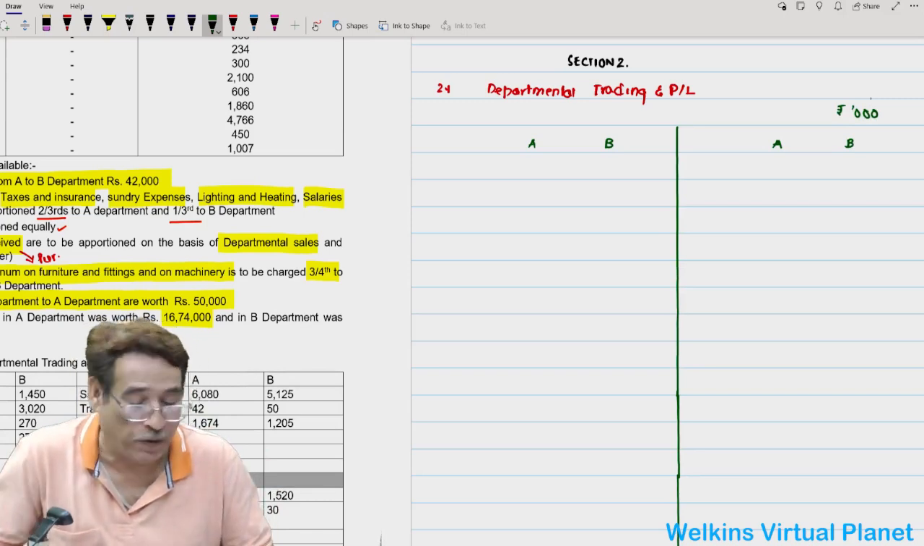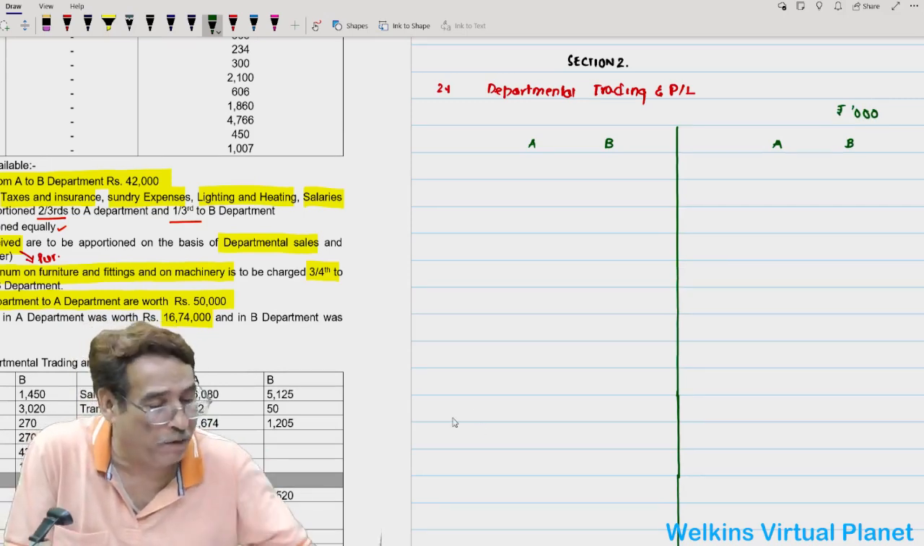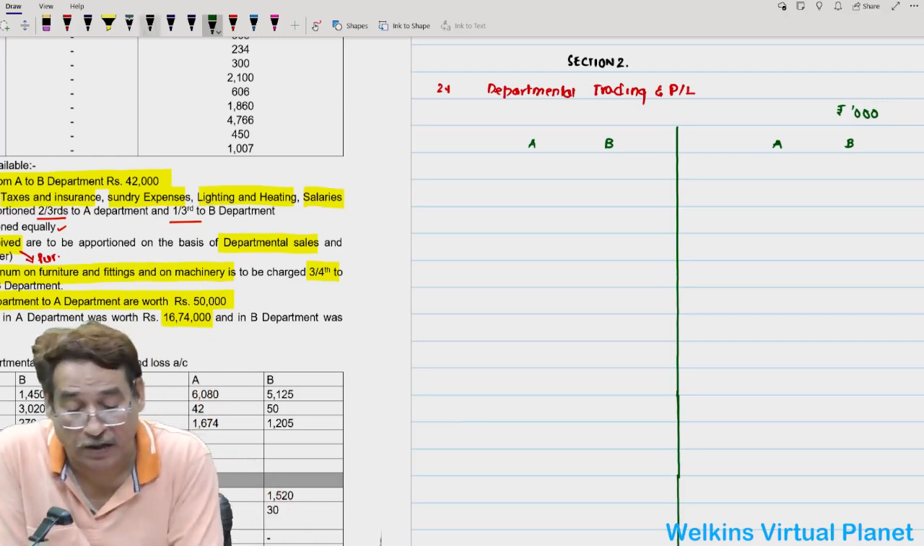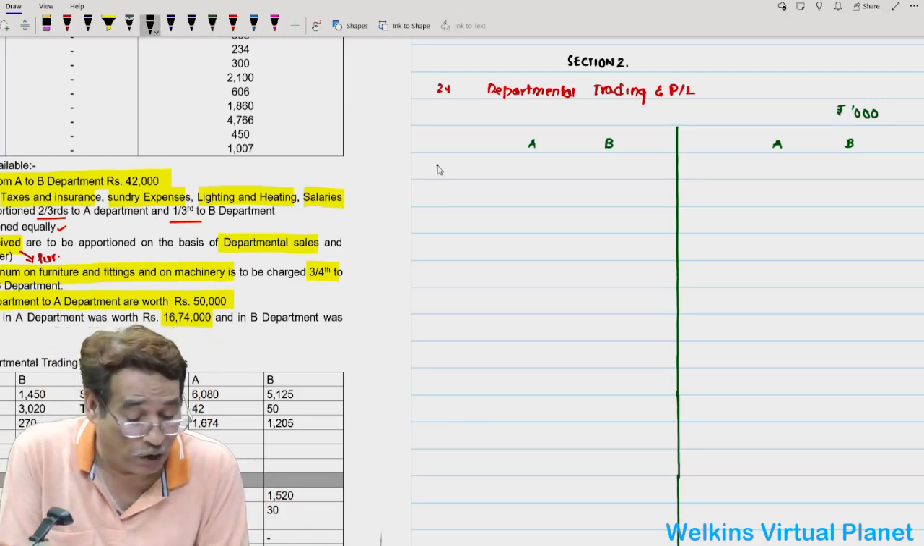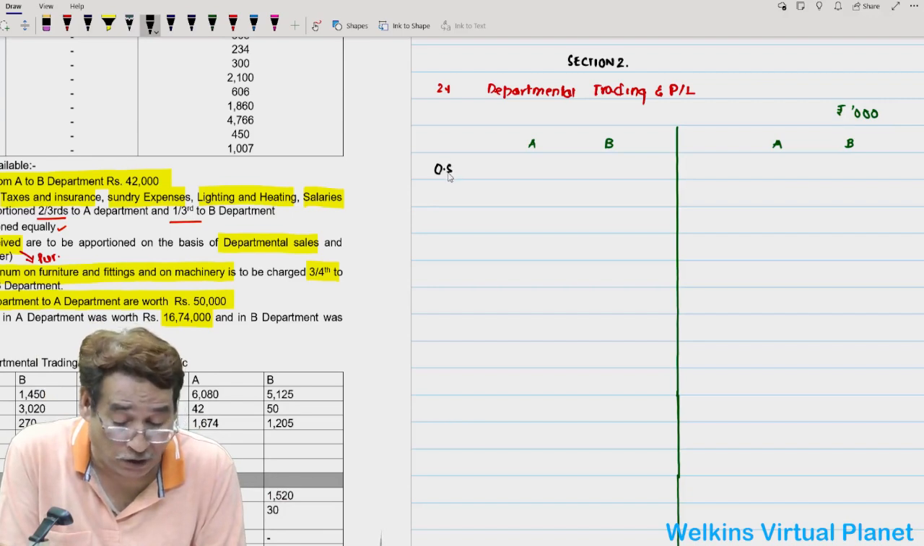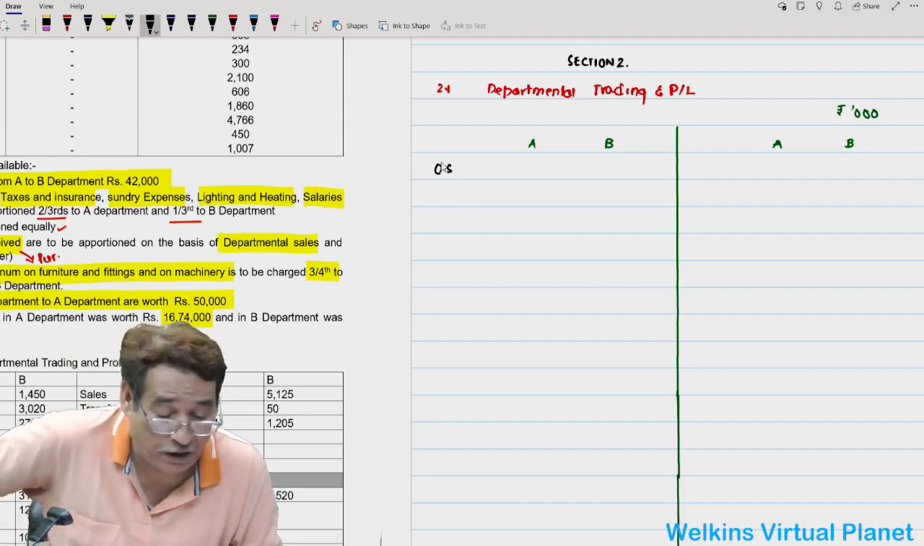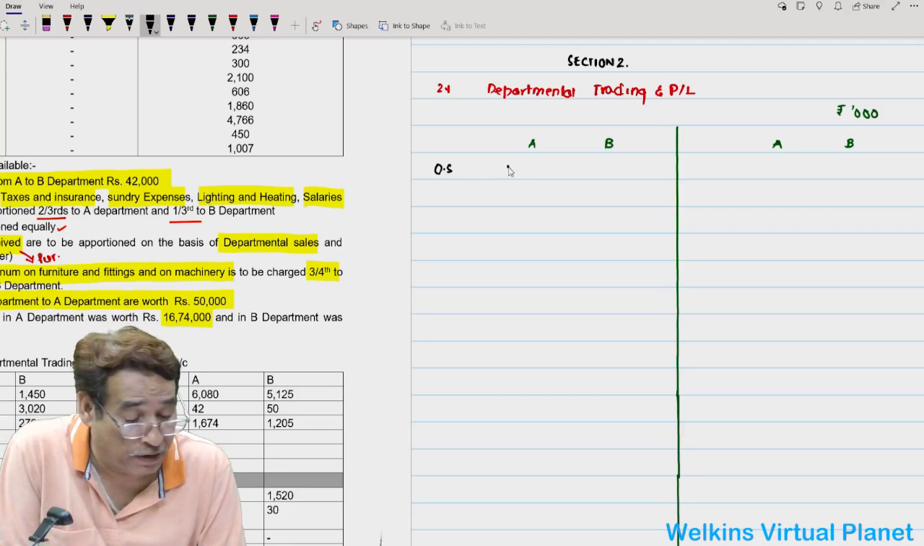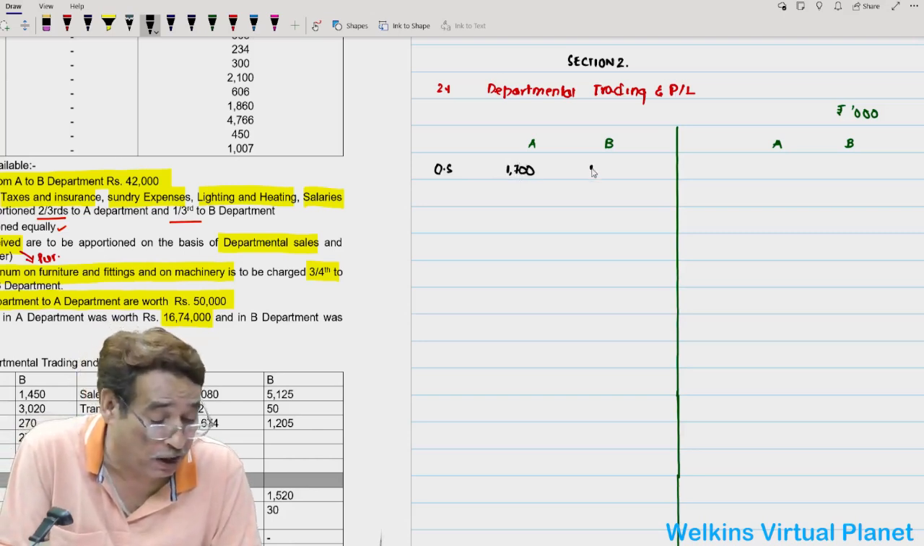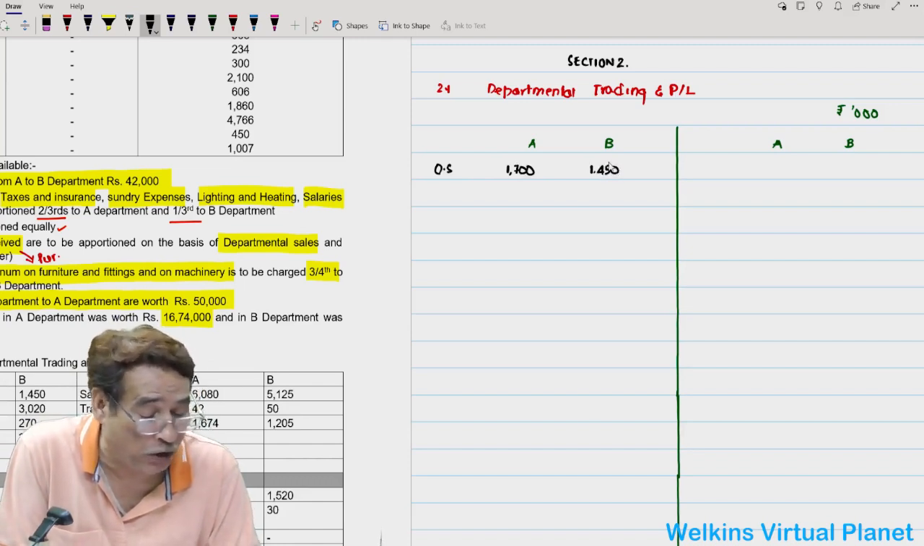Although the question has been given in a solved manner, almost every question has been given in a solved manner, still I will do it for you, because you need to practice by writing. That is also very important. 1,700 is your opening stock given to you. You can do it by yourself also. Start doing it by yourself. Where you confront any problem, then only look over here.